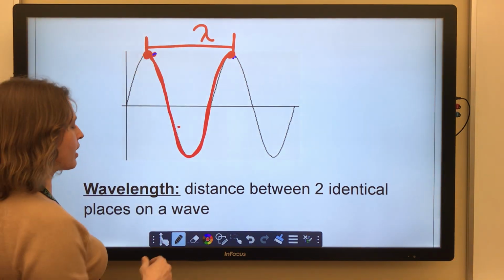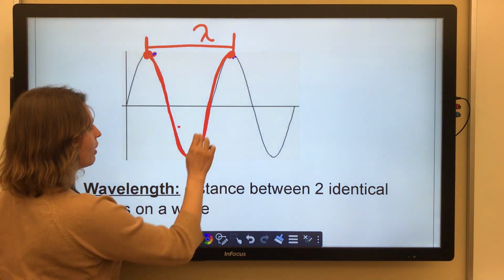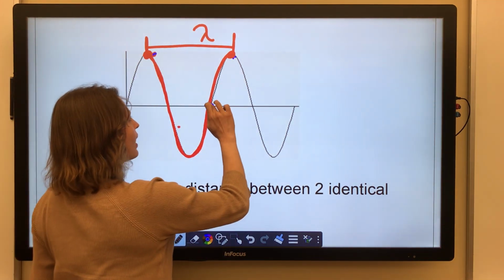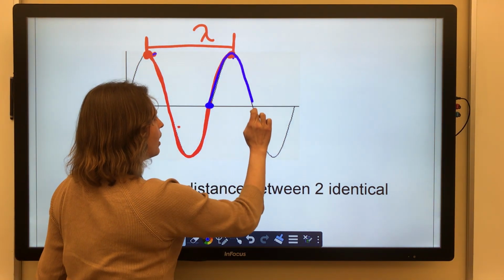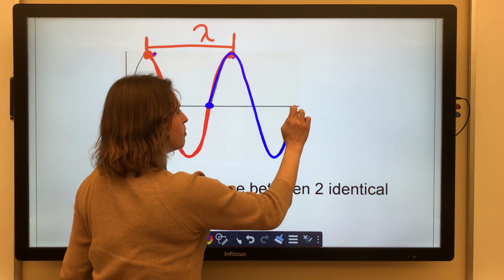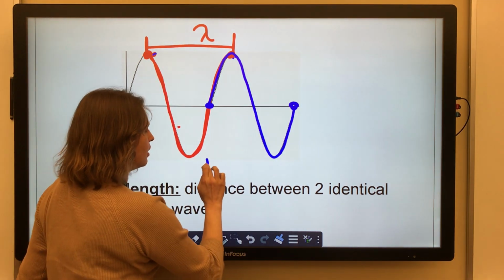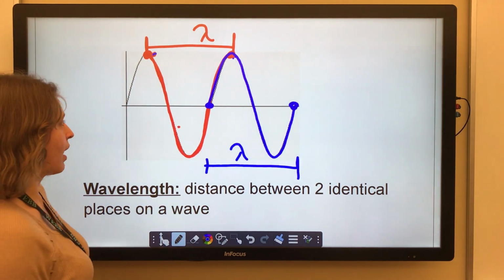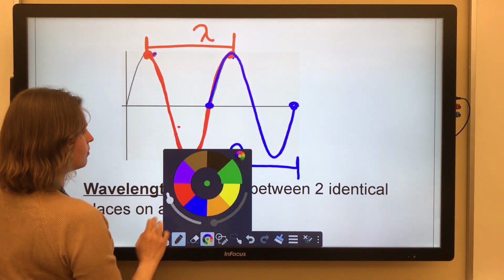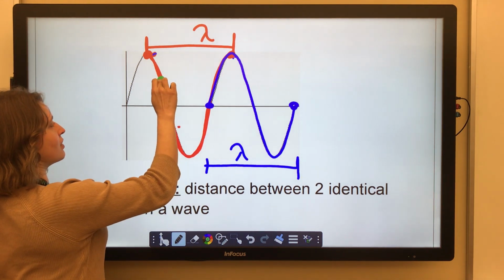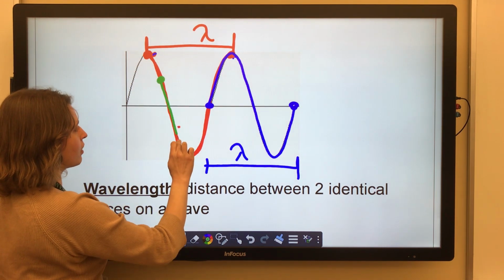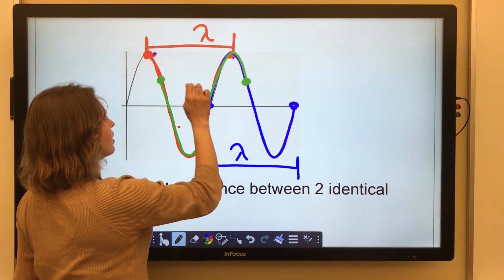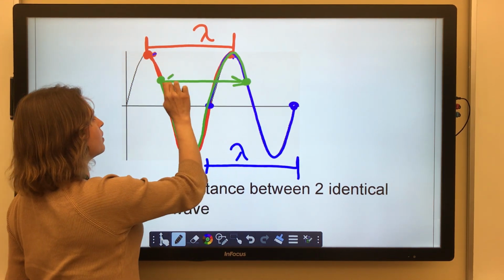That's not the only way I can measure that wavelength. I could measure that wavelength from another point. So if I pick that as my starting point, I go through one complete cycle, and then I wait until I'm back at that same position in the cycle again. That would also be another way of representing the wavelength of that wave. I could start here, and then I would need to go through this complete cycle until I'm back at that same position again. This would be one wavelength.